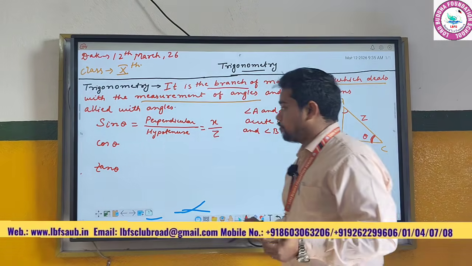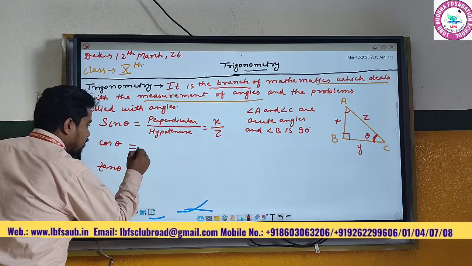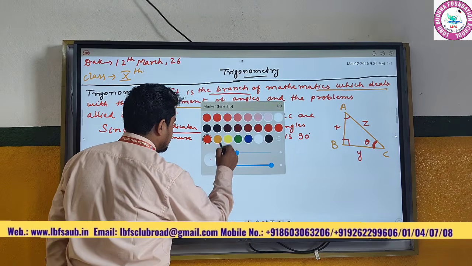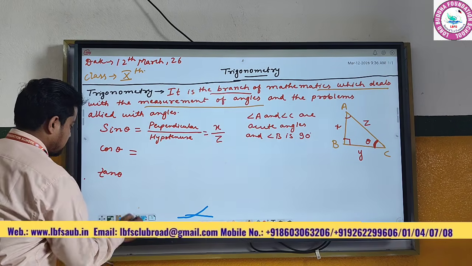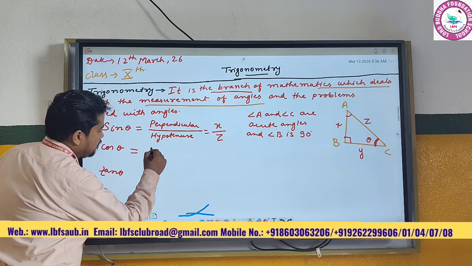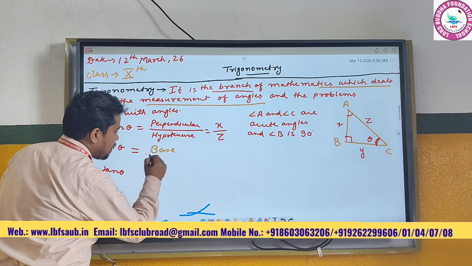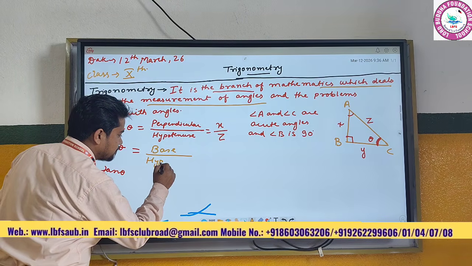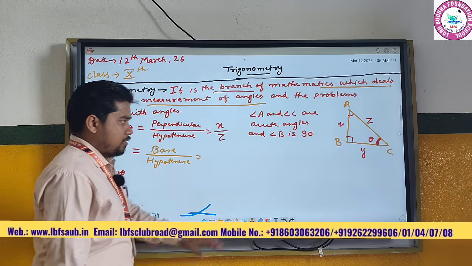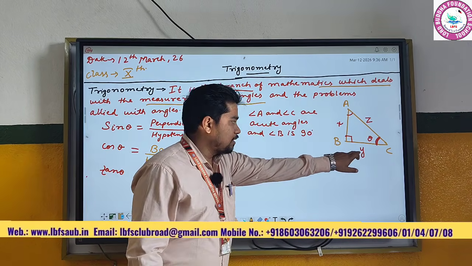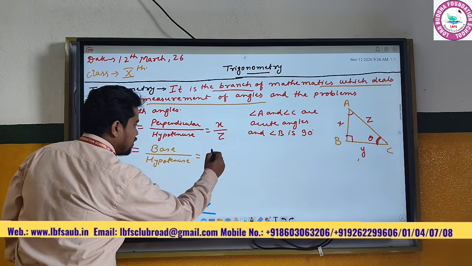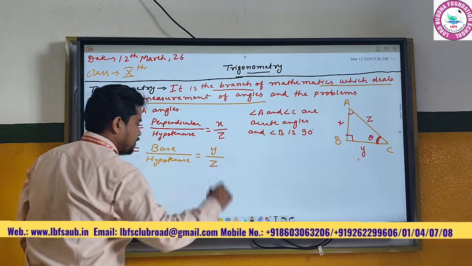Now come to the formula for cos theta. Its formula will be base upon hypotenuse. As compared to this theta, the base here is y units and the hypotenuse is z units, so y upon z.